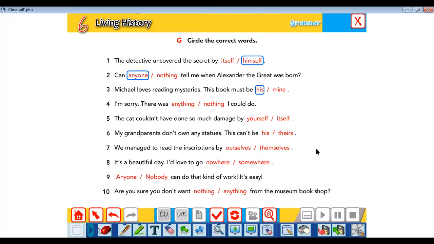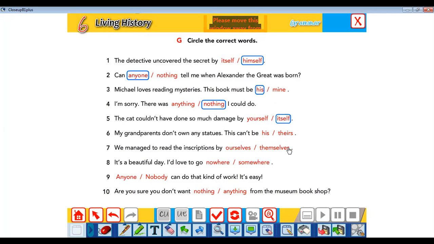Number 4. I'm sorry, was there anything or nothing? Nothing. Can I use here anything? No, because the verb here is positive. It's not negative. If it is there wasn't, we can use anything. It's okay. Number 5, yes. Itself. Itself, yes.